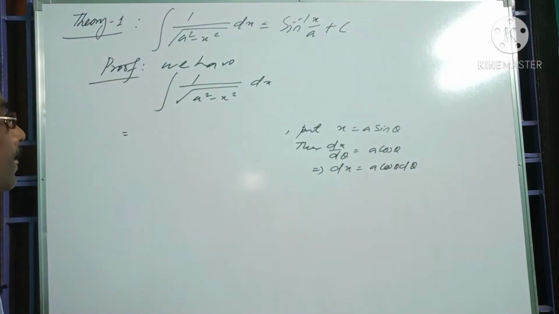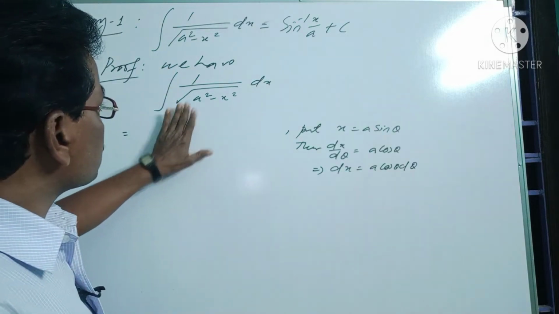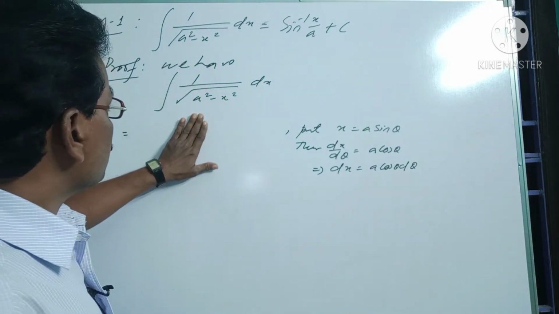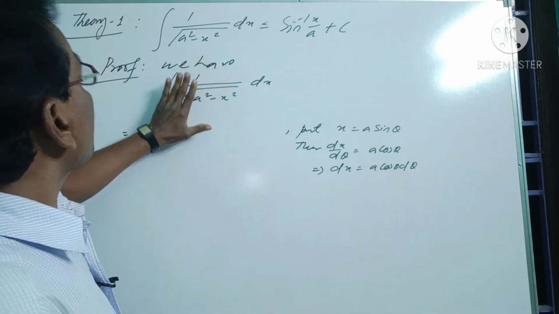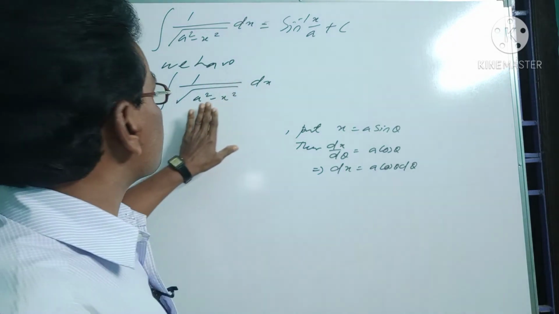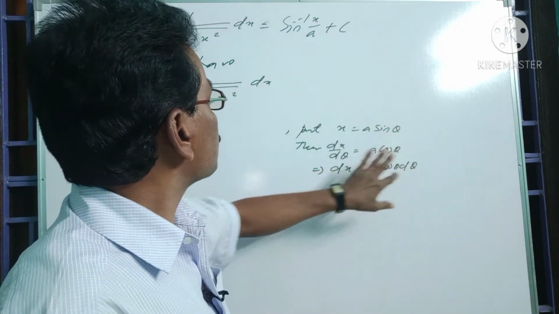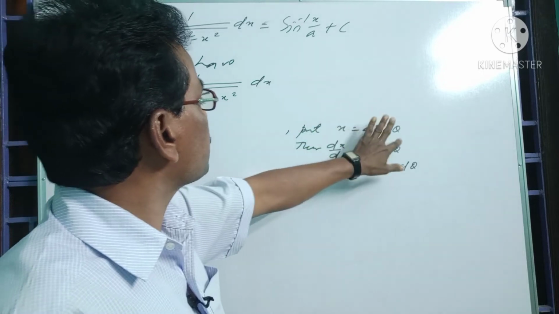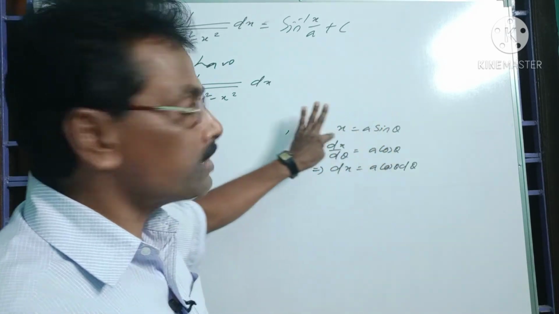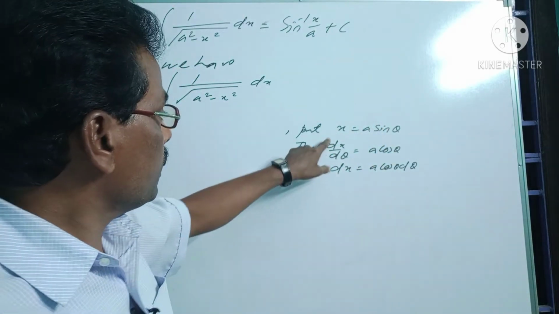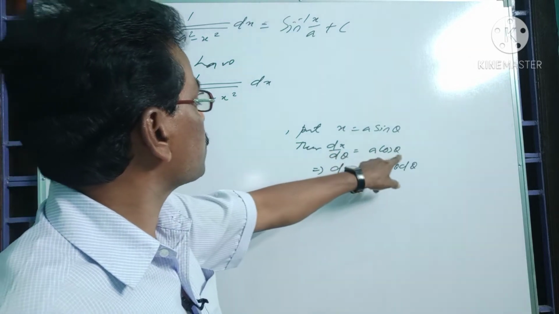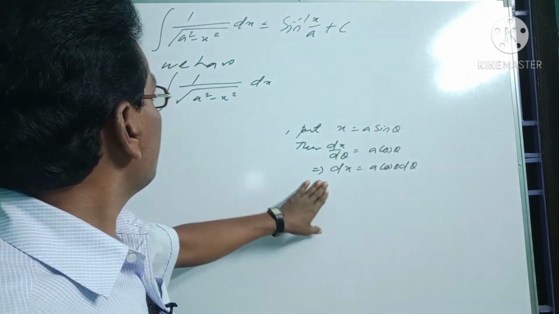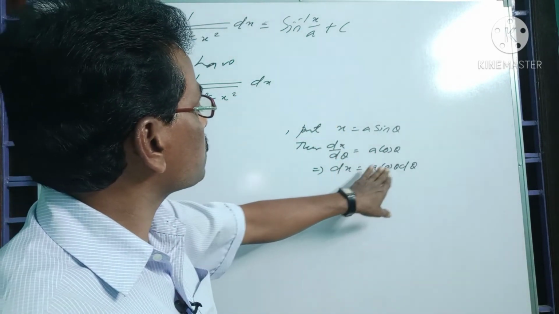Now see, the original integral was not in standard form for integration, so we have already observed that to integrate it we have to substitute x is equal to a sin theta. So we substitute x is equal to a sin theta, so x is a function of theta. Differentiating x with respect to theta, we got dx by d theta, which is equal to a into cos theta. So again simplifying, we got dx is equal to a into cos theta d theta.